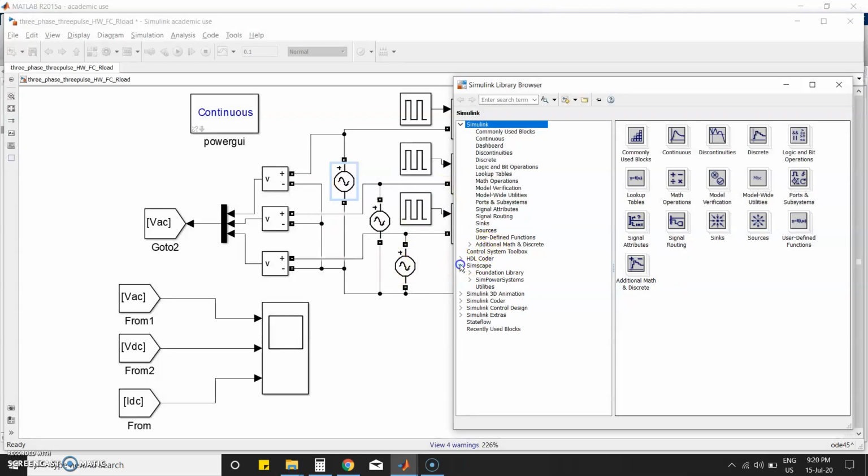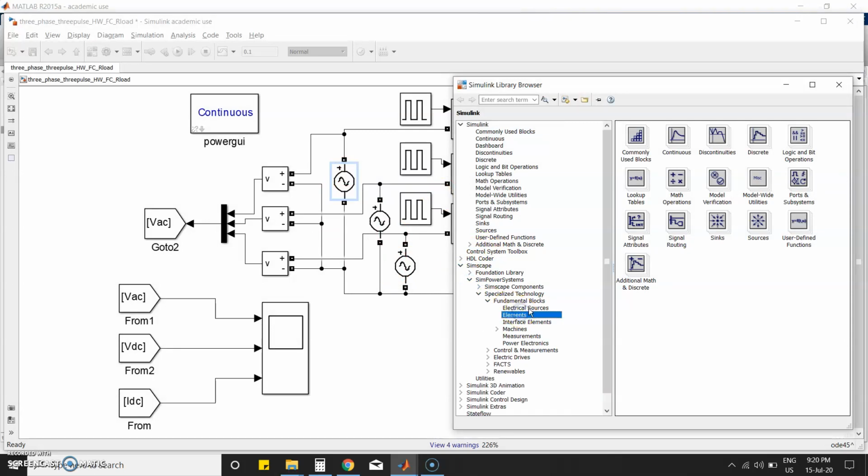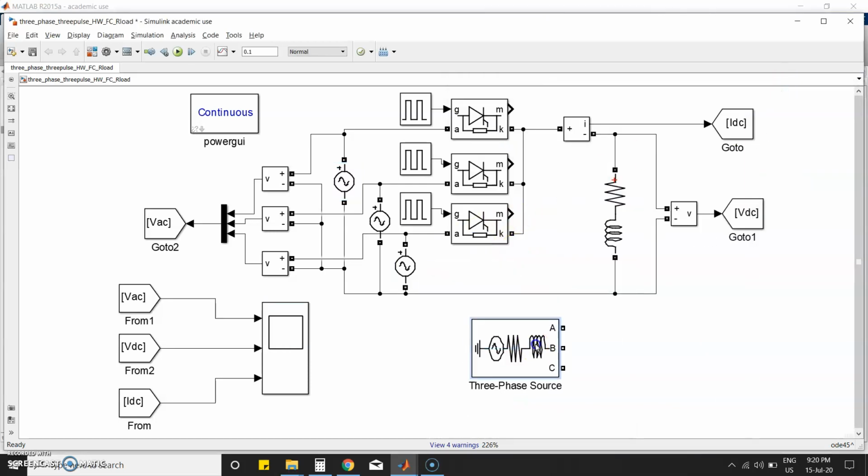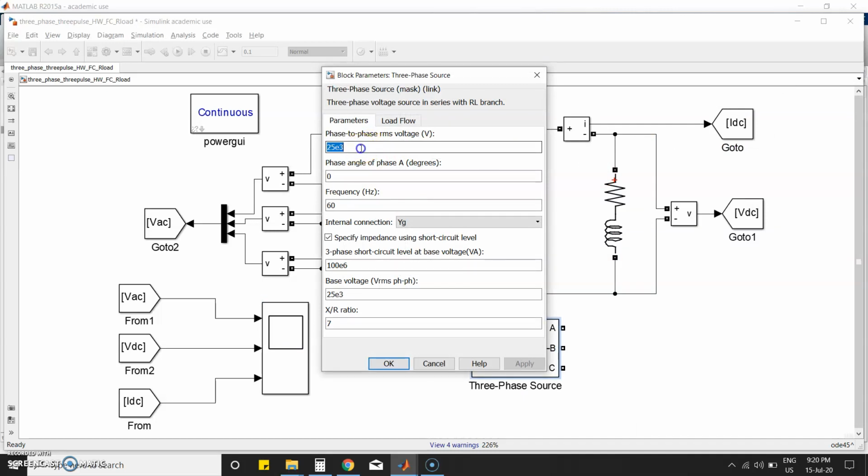If you want to use a three-phase voltage source, you can take it from the fundamental block, electrical sources. In electrical sources, we have the three-phase source. In the three-phase source, we have RMS voltage, phase angle and frequency. Here you have to give the frequency as 50 and phase-to-phase RMS as 230. This is the thing you have to do, nothing more, nothing less.